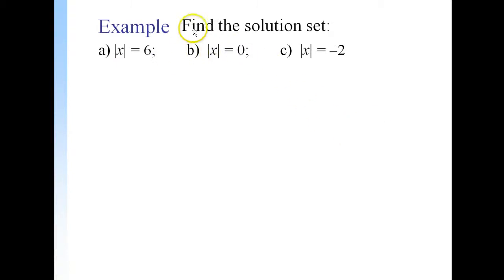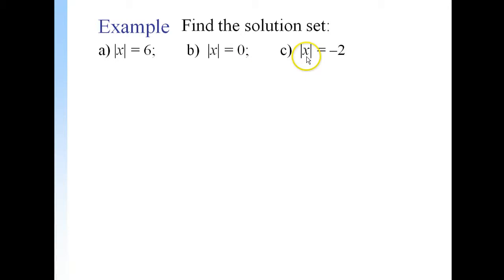So, find the solution set of this. Now here, the absolute value of x is 6. What could have been here? Well, you could have had a positive 6 there, or a negative 6. And for this one, the absolute value of 0 is 0. Now, C is something you might find every once in a while, and it's a little tricky.